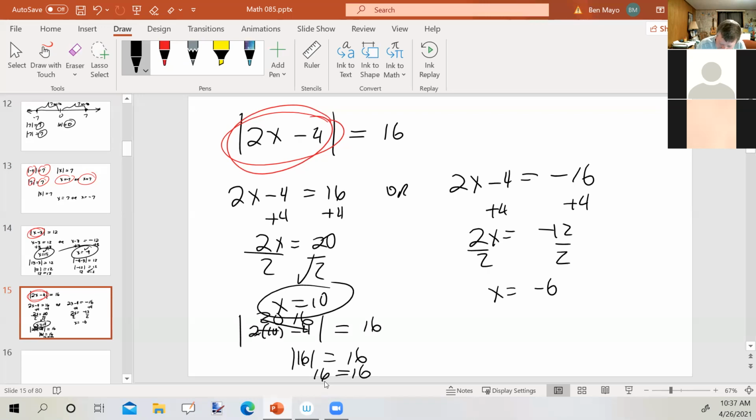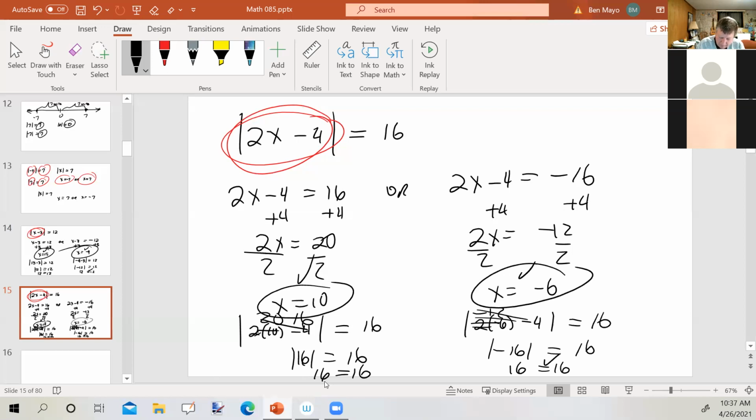If x is negative 6, we get the absolute value of 2 times negative 6 minus 4 equals 16. 2 times negative 6 is negative 12. Negative 12 minus 4 is negative 16. The absolute value of negative 16 is 16. So again, it checks. We get the two solutions. Again, any questions about this?